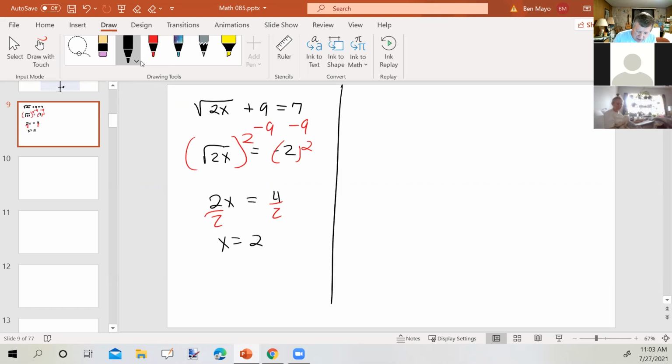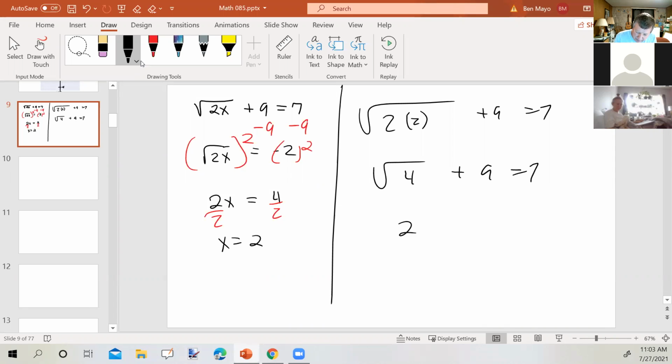Okay, let's check it. Square root of 2 times 2 plus 9 equals 7. Square root of 4 plus 9 equals 7. 2 plus 9 equals 7. 11 equals 7. Not true.